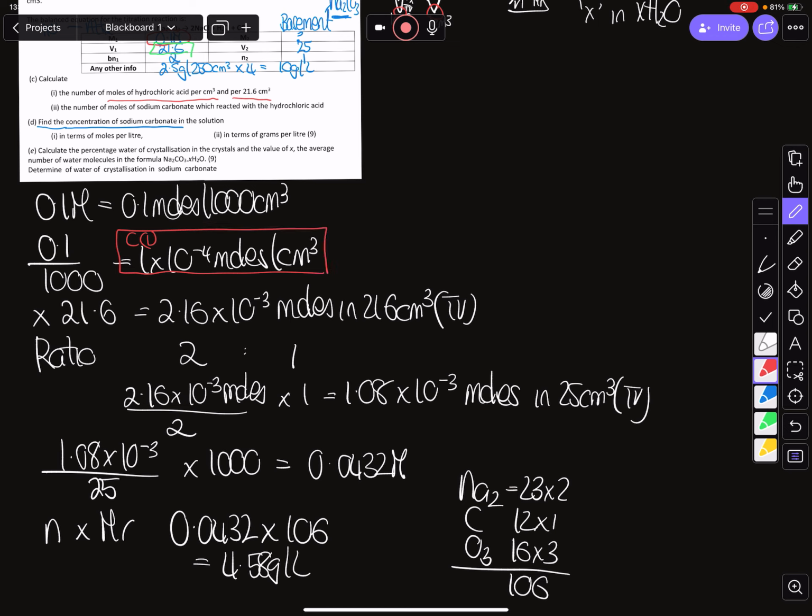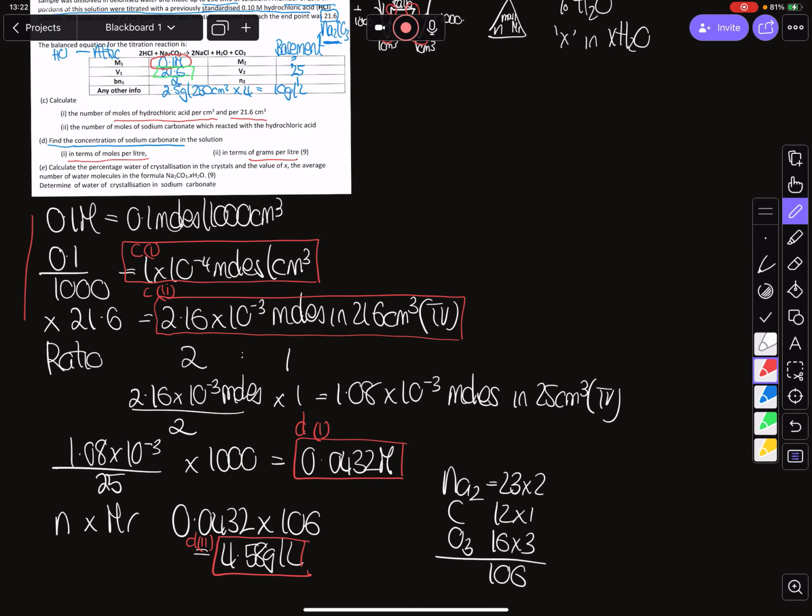It's asking me the number of moles in 21.6 centimetres cubed. So this is also going to be the second part, C part 2. It then asks find the concentration of sodium carbonate in moles per litre here. So that is this. So that is D part 1. And in D part 2, it asks to do it in grams per litre. So this is D part 2. Okay, I don't recommend rewriting out everything in case you make a mistake with your numbers. Just annotate, but as long as things are laid out in this kind of linear fashion, your examiner will be able to follow it for you.